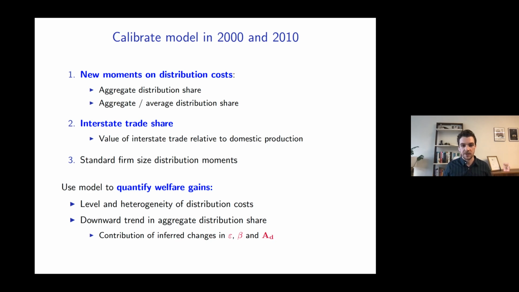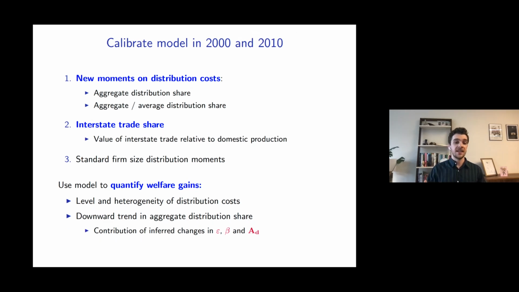So that's something that we can easily pin down. And so then we can use the model to quantify, do a range of counterfactuals and some sort of accounting exercises, both to understand how important both the level and heterogeneity in distribution costs is, as well as to understand, well, okay, this downward trend in the aggregate distribution share, is this indicative of falling costs of intranational trade? And if so, how big were the welfare gains from this?